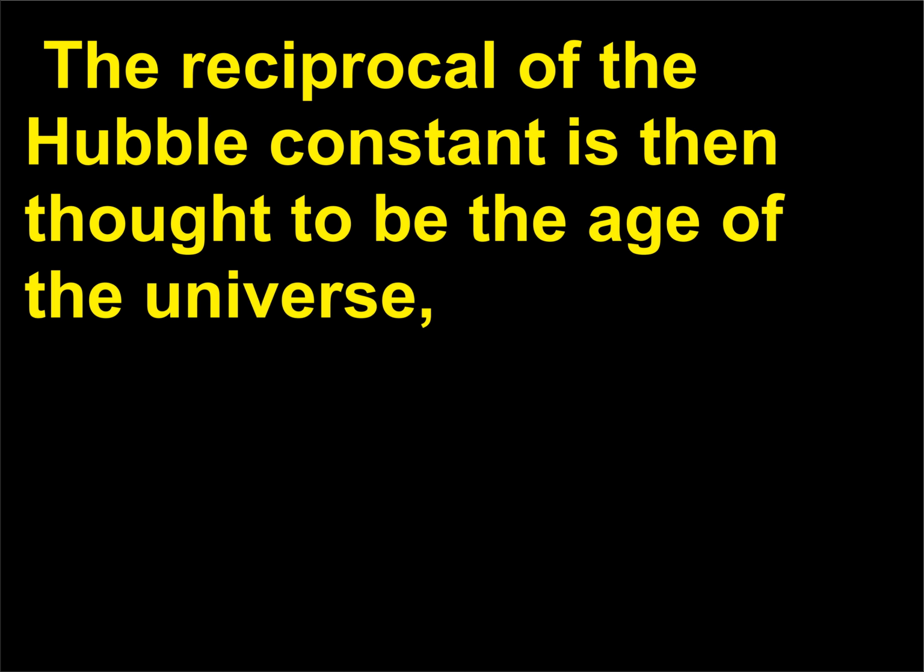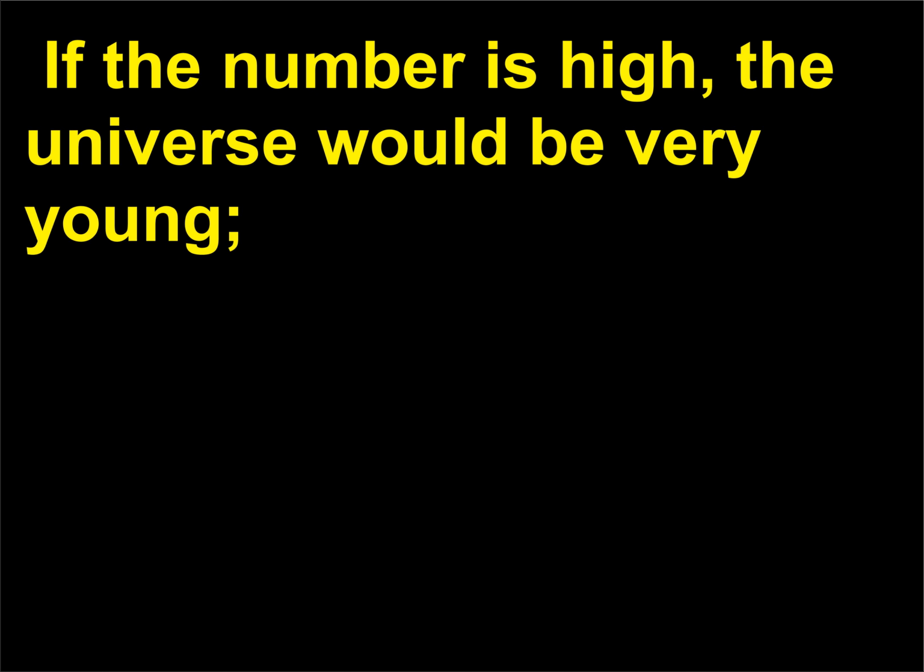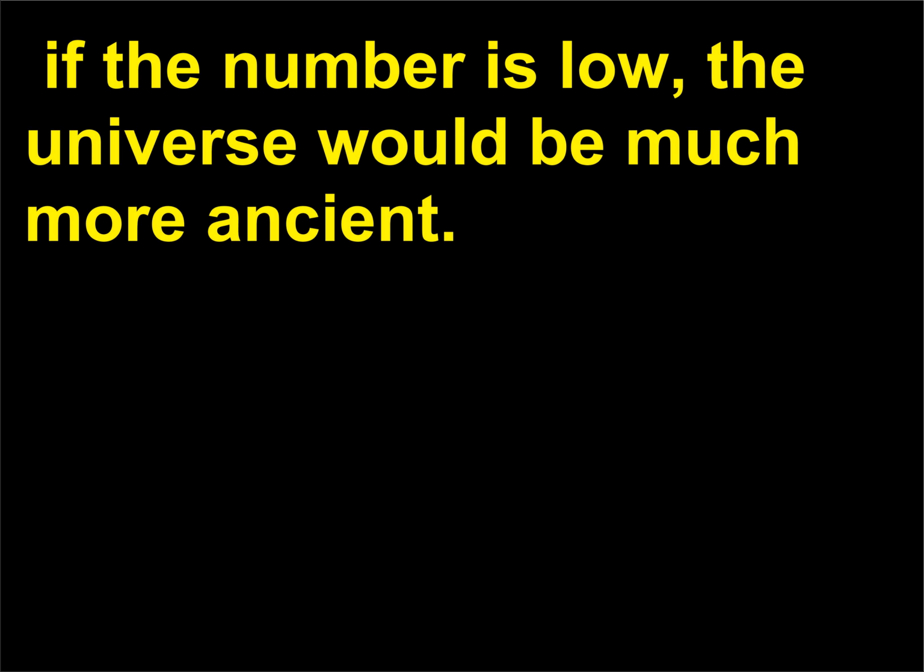The reciprocal of the Hubble constant is then thought to be the age of the universe, usually written in terms of kilometers per second per million light years. If the number is high, the universe would be very young. If the number is low, the universe would be much more ancient.